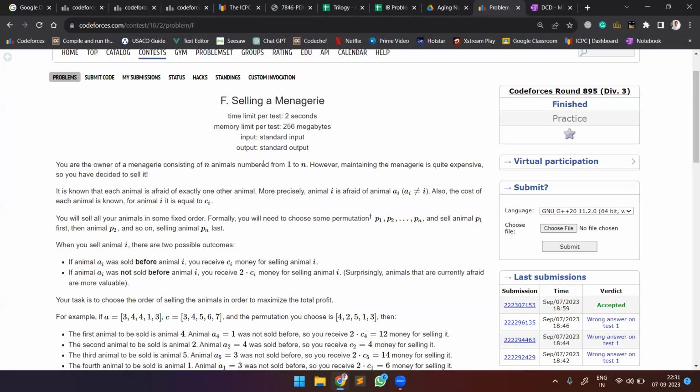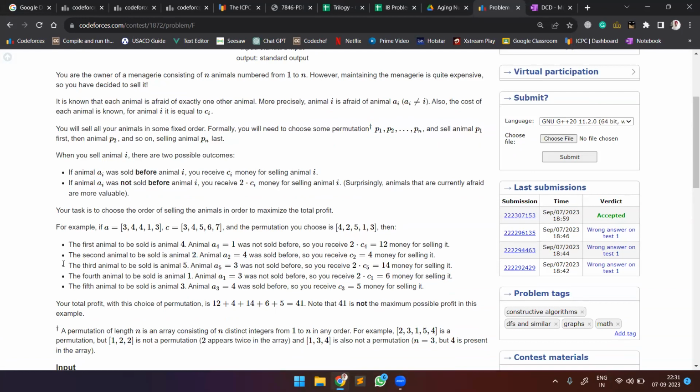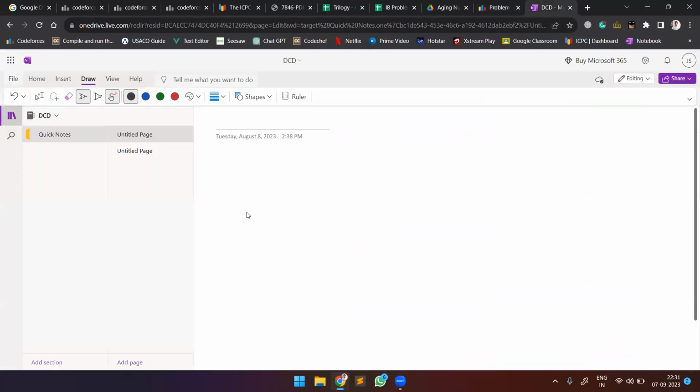Of course, the basic approach seems like we have to use a graph. If I can create a graph like this, I can create an edge between i and a of i, something like this kind of edge. And obviously the animal which comes before should be sold before. So this looks something like topological order, right? Topological sort.